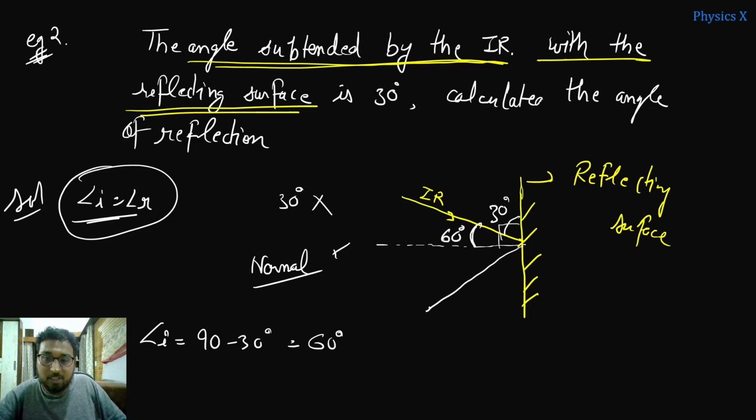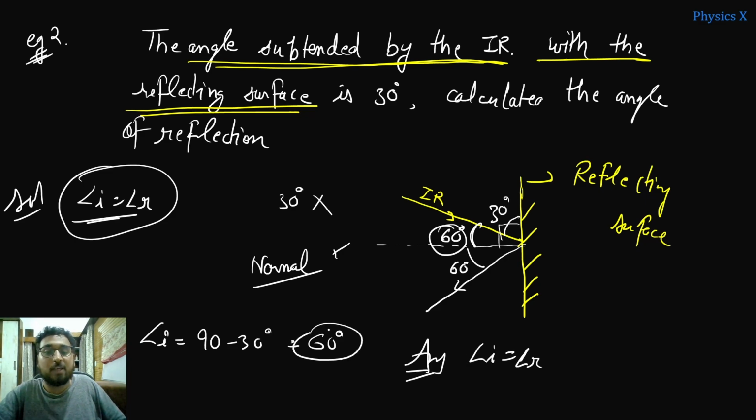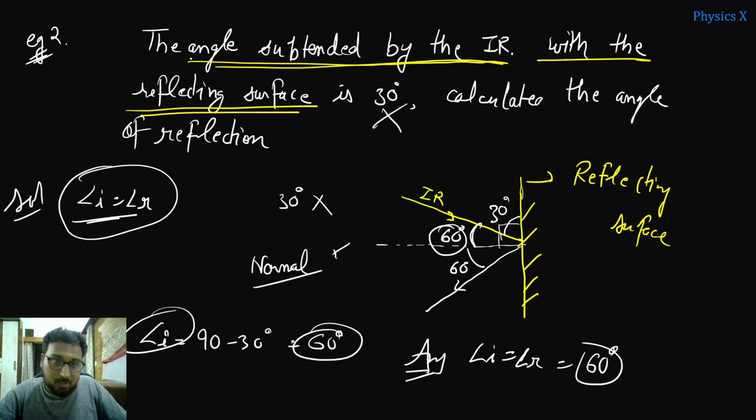Now the reflected ray will be equal to this particular angle, which is 60 degrees. So the answer will be angle i is equal to angle r. We calculated angle i as 60, that is why the answer will be 60 degrees, not 30 degrees. Please read this, because this happens many times. We need to understand which angle he is talking about. So this is about the laws of reflection.